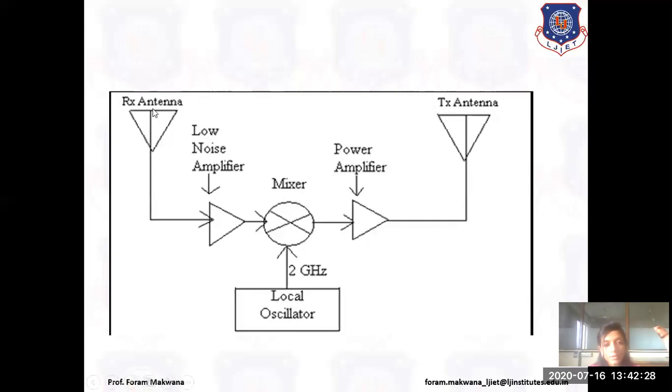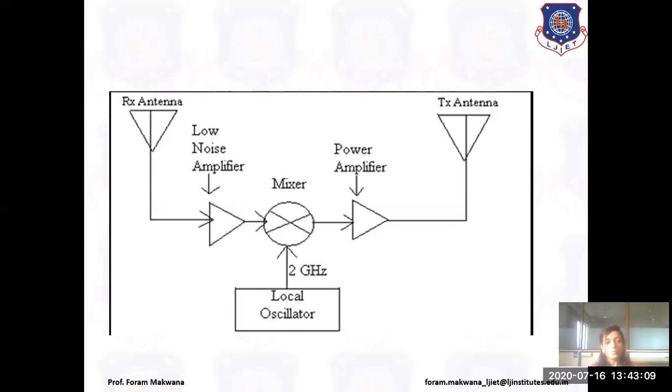So first of all, the receiving antenna will receive the signal, then it is going to be amplified by a low noise amplifier. What will it do? It will reduce the effect of noise and improve the signal to noise ratio. All right. Then that signal is going to be applied to one input of the mixer, and the second input is coming from the local oscillator. What is the function of local oscillator? It will generate a specific frequency. Over here, a continuous 2 gigahertz frequency is going to be generated by the local oscillator.